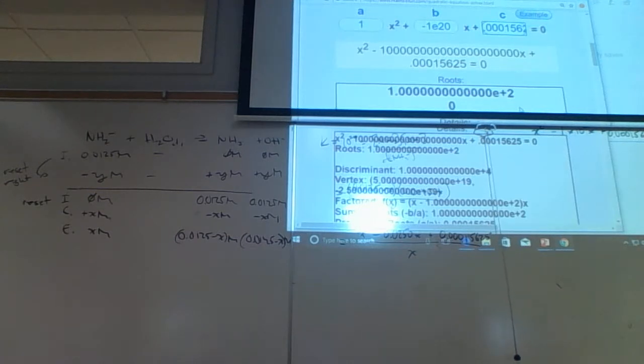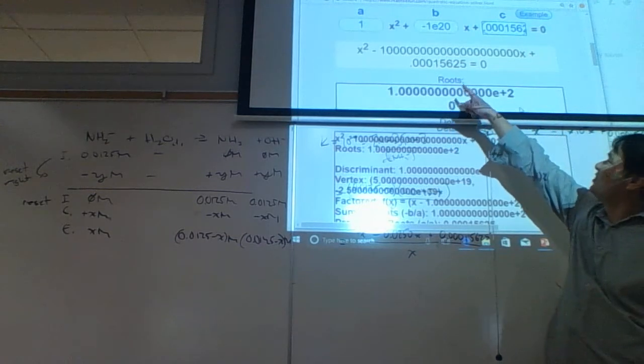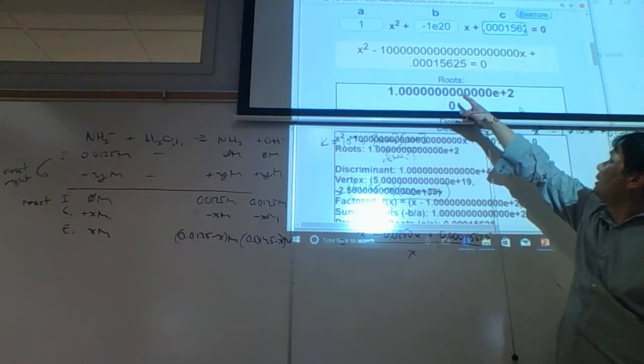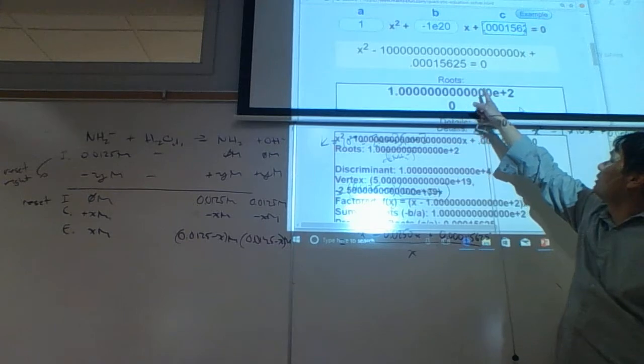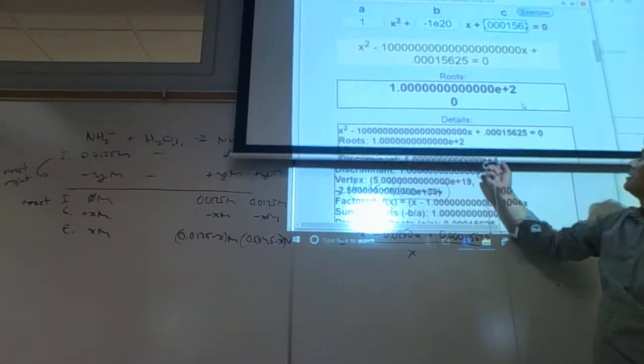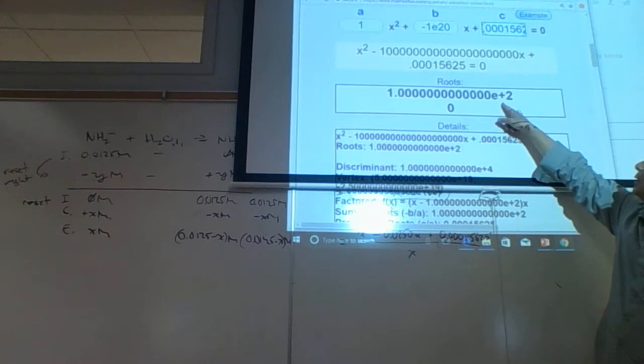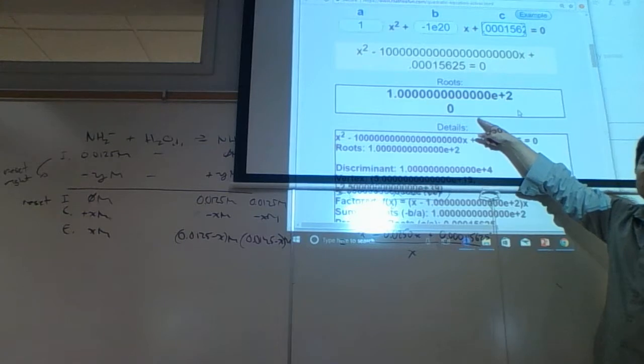Okay, here's the formula here. X squared minus 1 times 10 to the 20th, which is a big number in the middle, plus 0.00015625 is equal to 0. And so let's take a look at the roots. The roots are 100 (1 times 10 squared is 100), and 0.